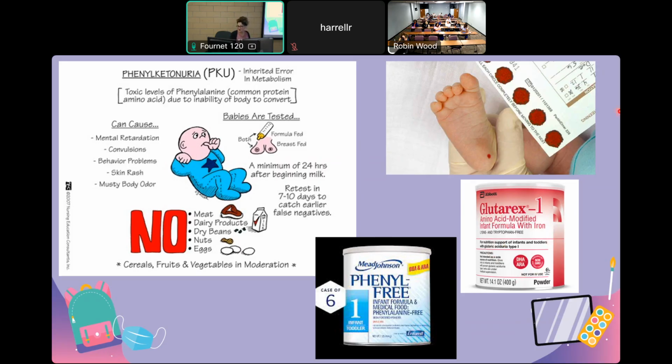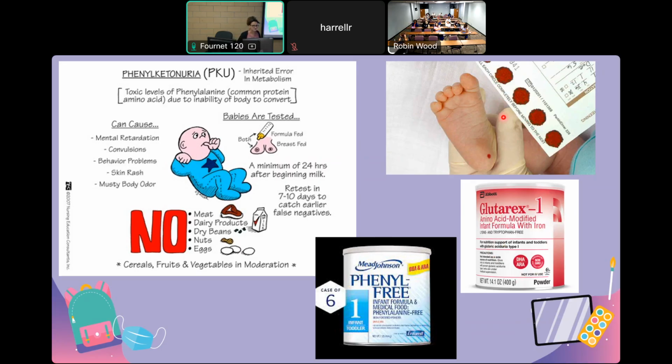And then this is a little picture of the newborn screen. You can see they do a little heel stick and bleed the baby onto these little circles, and that gets sent to the state lab. They do all the testing. And hopefully we don't screen positive for anything, but if we have something, hopefully we catch it.